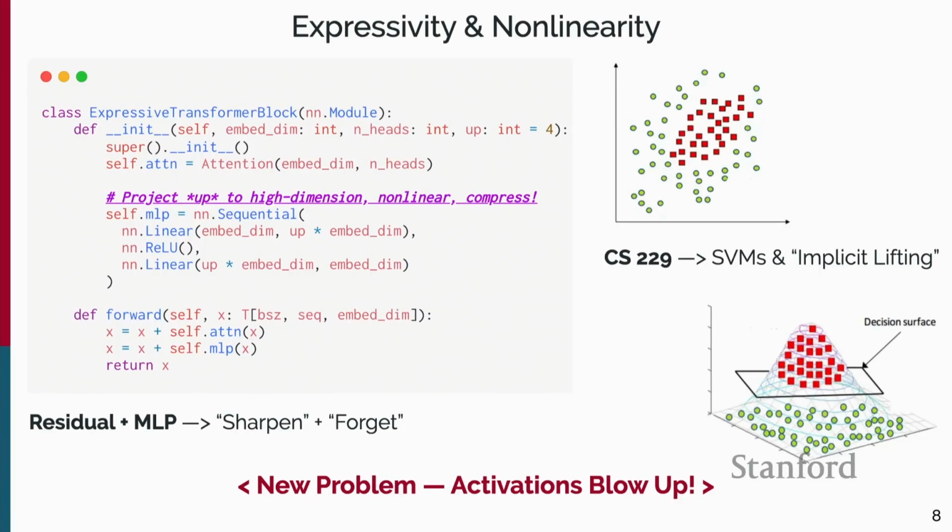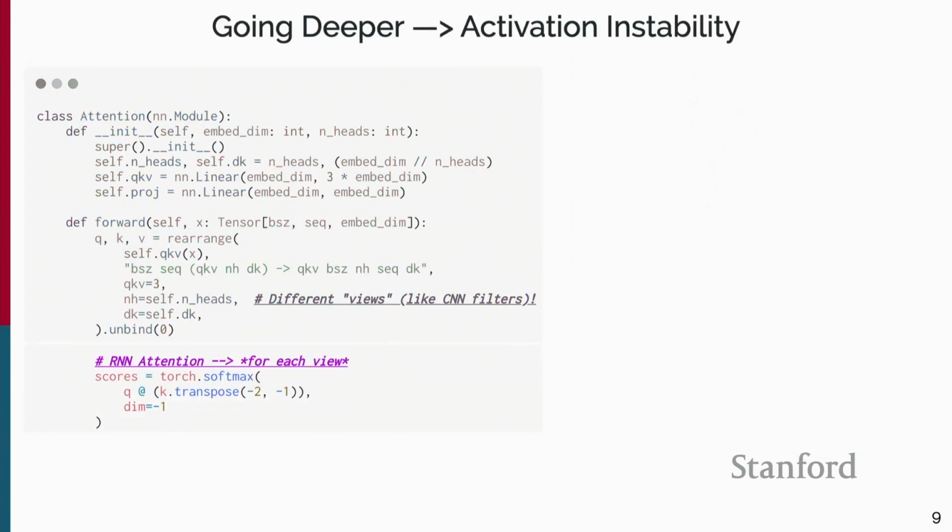So the problem is that activations blow up. We keep adding the same input over and over again as we go deeper. Eventually, specifically in the RNN attention layer, when we take this dot product between the queries and the keys, we're going to get overflow. And so we need to do something about that, right?